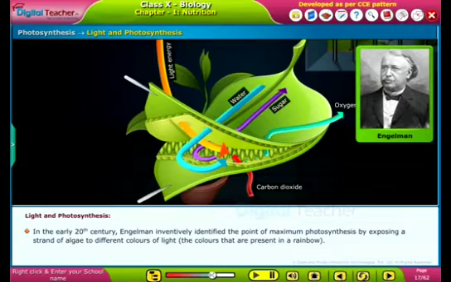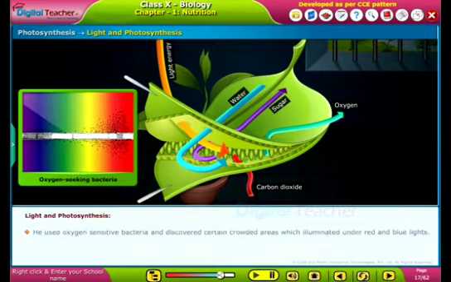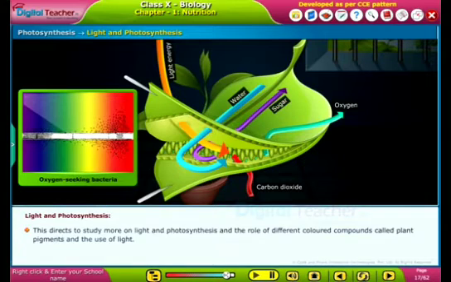In the early 20th century, Engelmann inventively identified the point of maximum photosynthesis by exposing a strand of algae to different colors of light, the colors that are present in a rainbow. He used oxygen-sensitive bacteria and discovered certain crowded areas which illuminated under red and blue lights. This directs us to study more on light and photosynthesis, and the role of different colored compounds called plant pigments and the use of light.